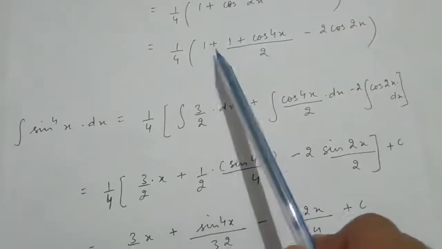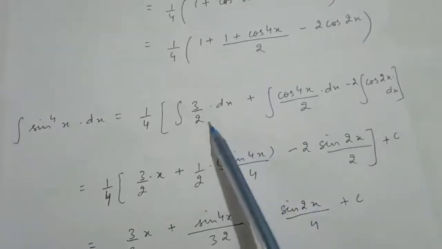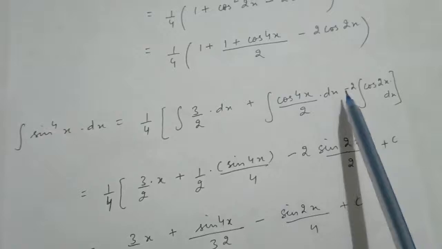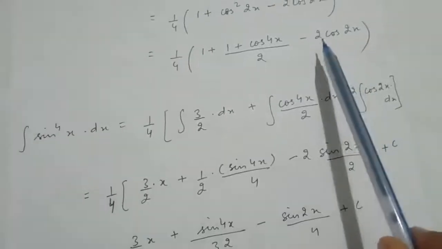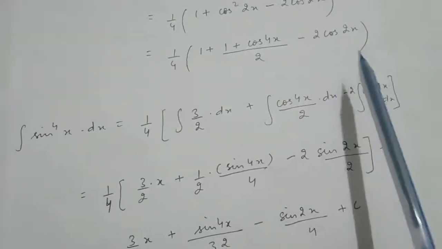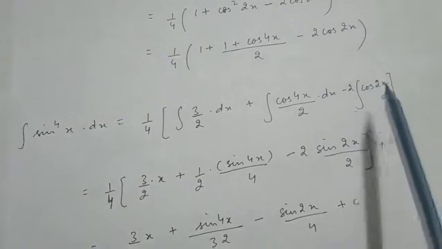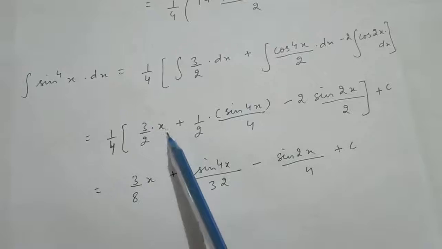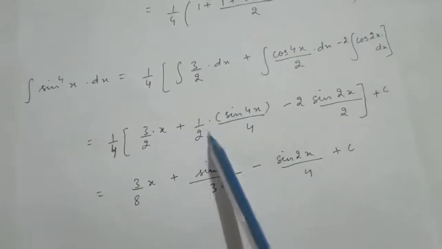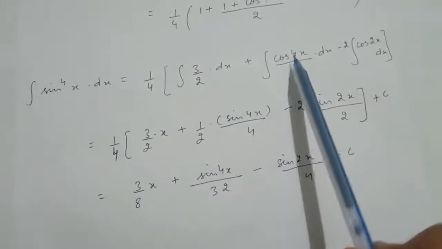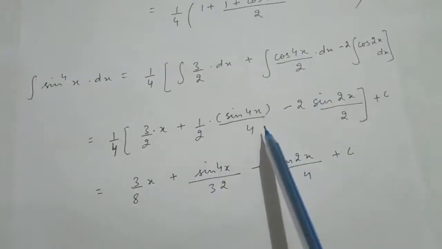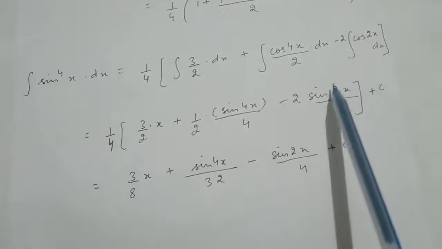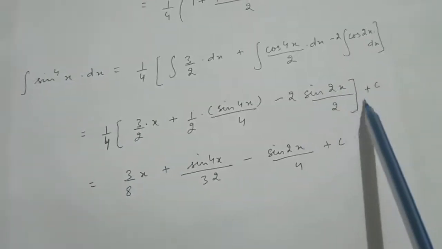Integral of 1 plus 1 by 2 will be 3 by 2, plus integral of cos 4x upon 2, minus 2 outside the integral because it is a constant, into integral of cos 2x, right? Now integral of 3 by 2 will be 3 by 2 into x, plus 1 by 2 outside. Integral of cos 4x will be sin 4x upon 4, minus 2. Integral of cos 2x will be sin 2x upon 2, plus c.